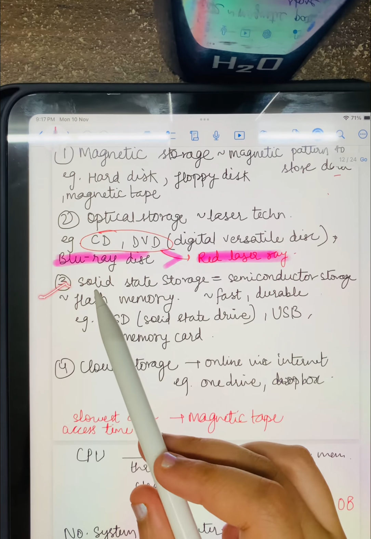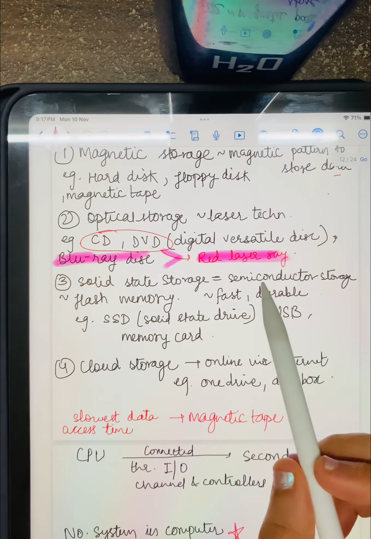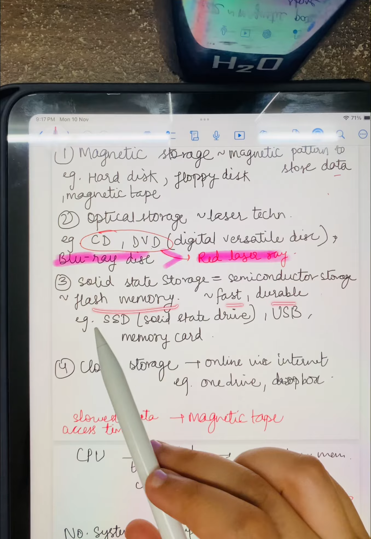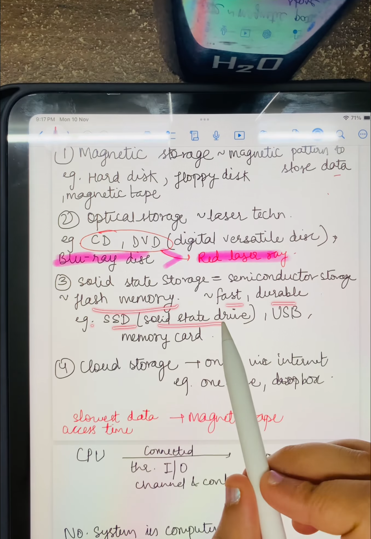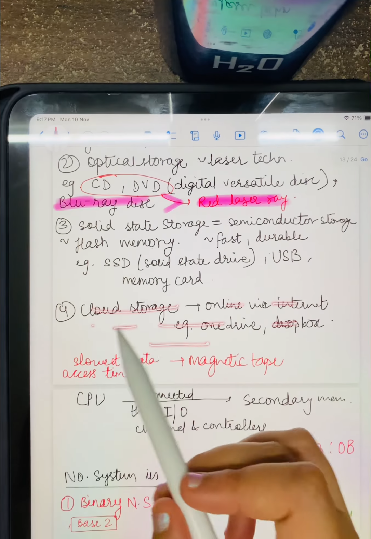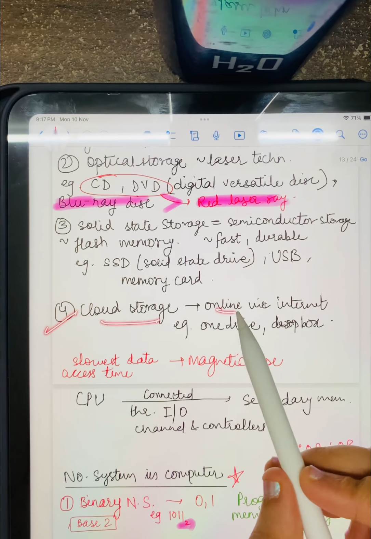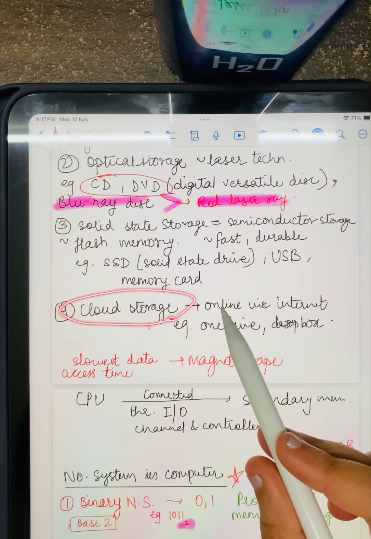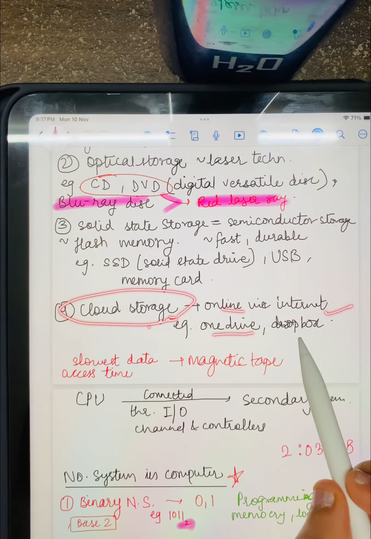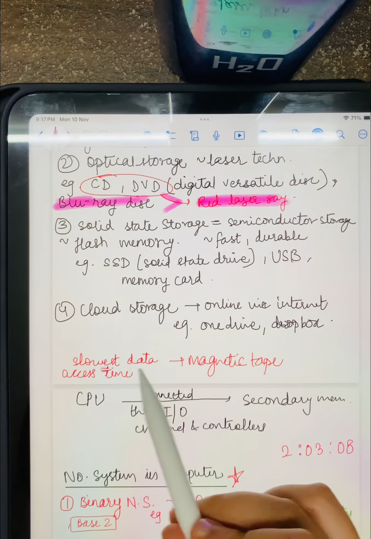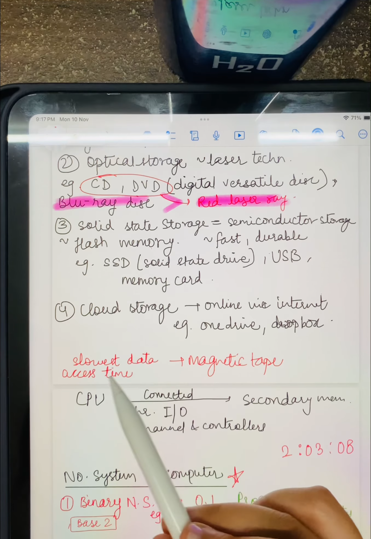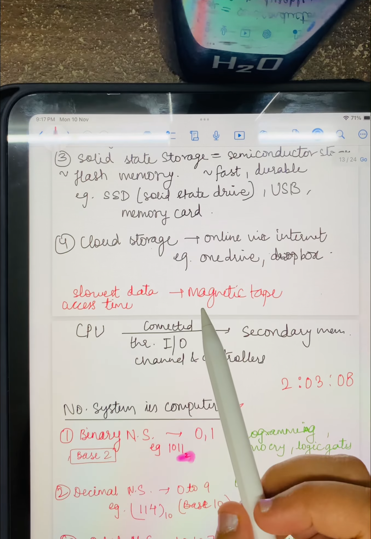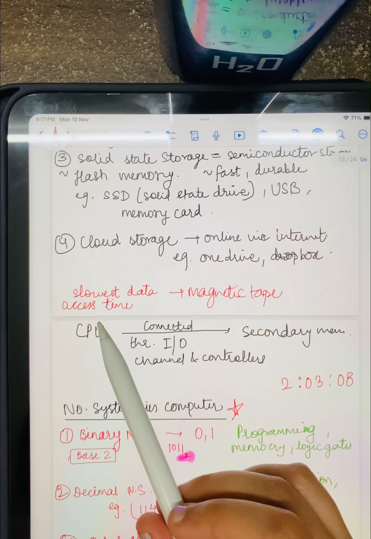Third is solid state storage, semiconductor storage. It uses flash memory. It is fast, durable. Example is SSD, solid state drive, USB, memory card. Now comes cloud storage. It is online. Very common nowadays. It is accessible online via the internet. Example, OneDrive, Dropbox. Slowest data access time is of magnetic tapes. So magnetic tapes have the slowest data access time.